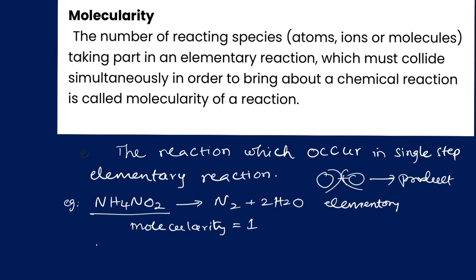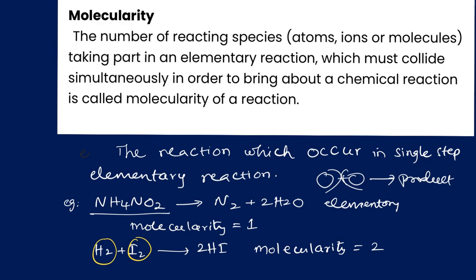Next, take another example. H2 plus I2 gives rise to 2HI. Molecularity for this reaction is equal to 2, because here a hydrogen molecule and an iodine molecule are both involved in this reaction, if it is an elementary reaction.